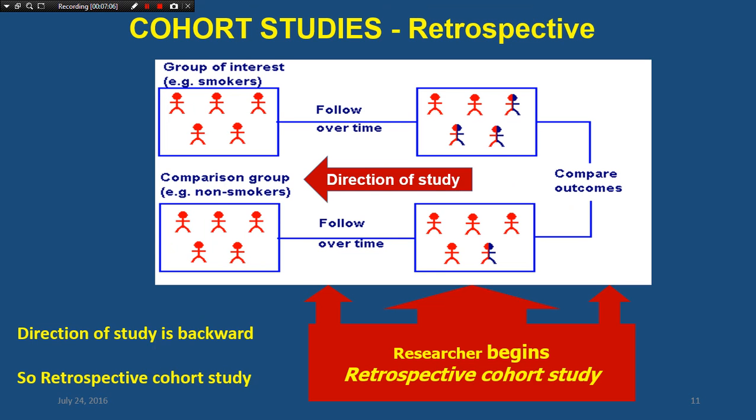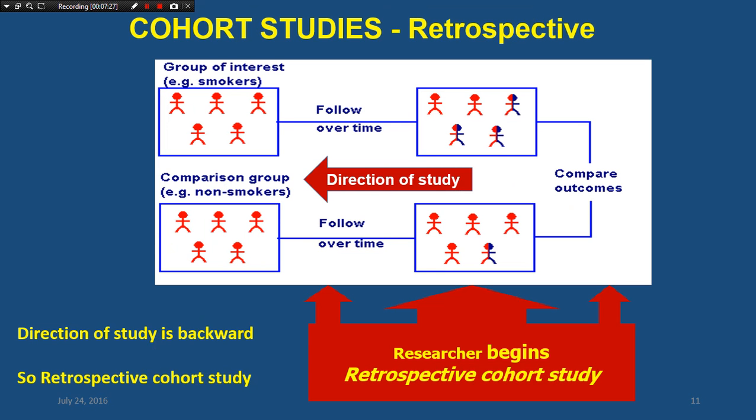The retrospective cohort study is different. We are getting the information of exposed group and non-exposed group from the past record, and we are following them up for a period of time in the past to the present time, and we are checking.